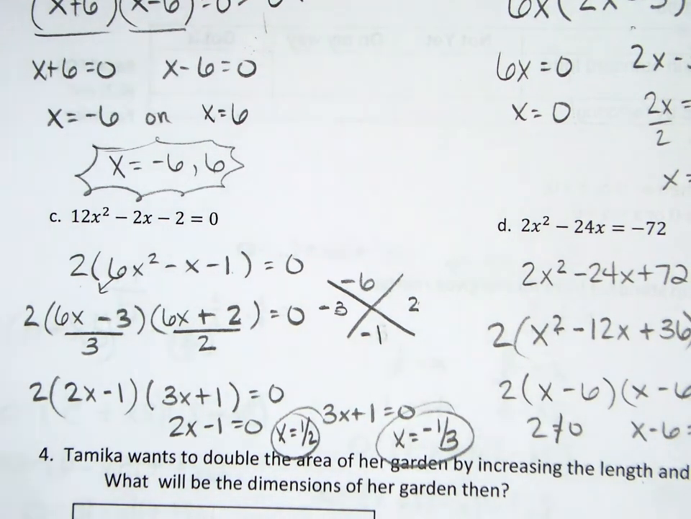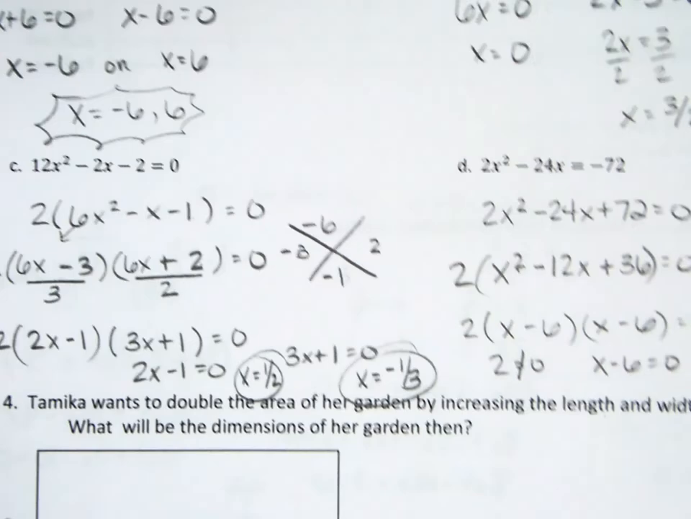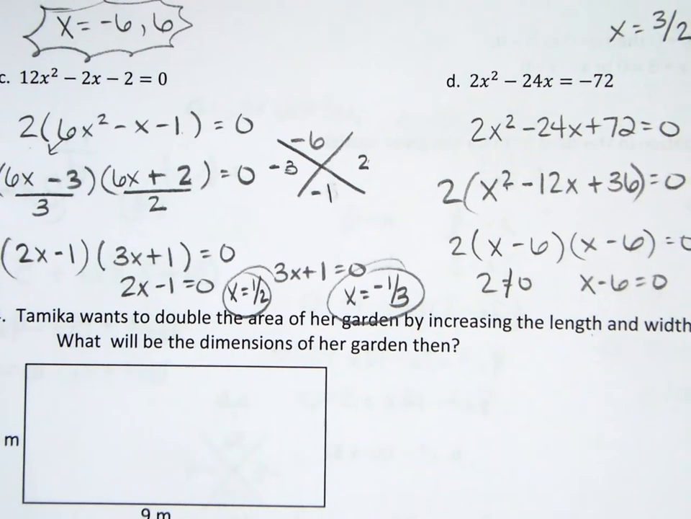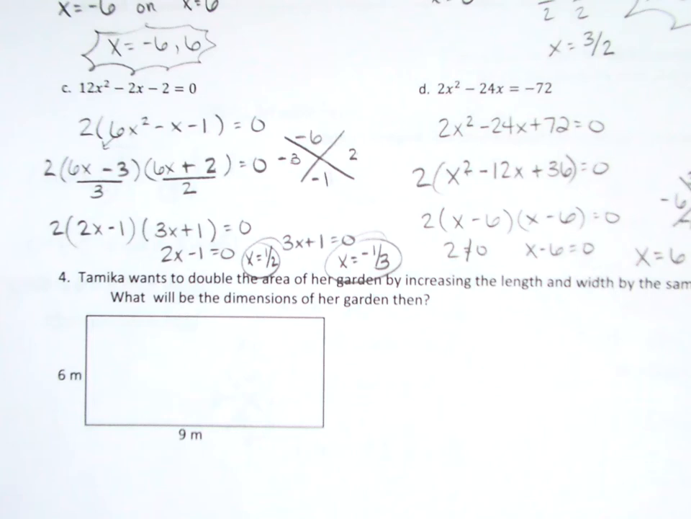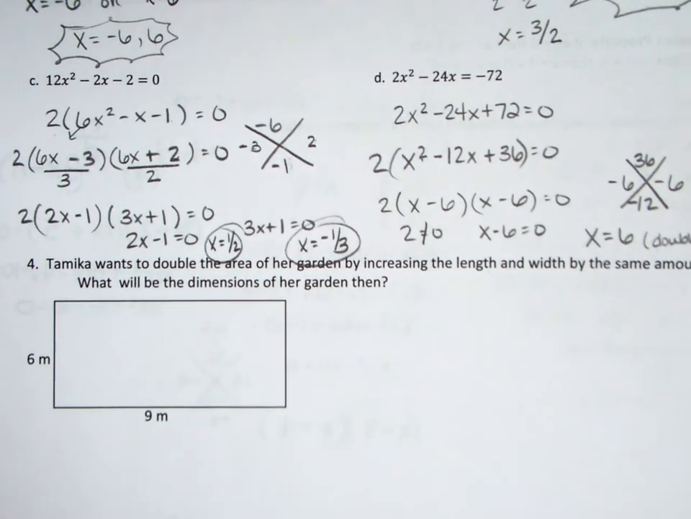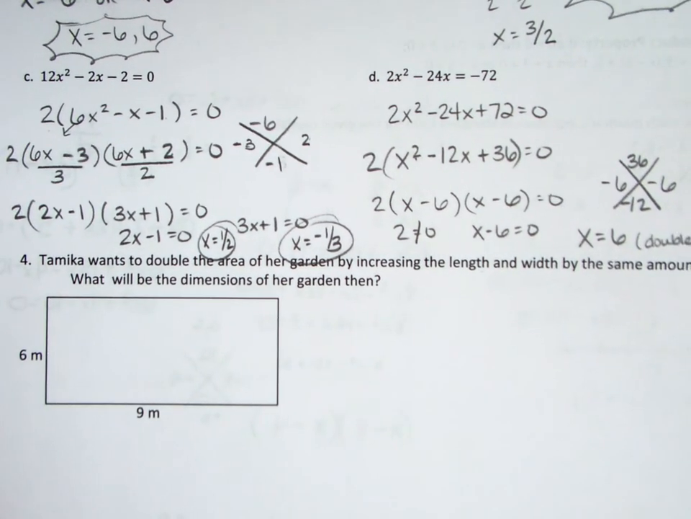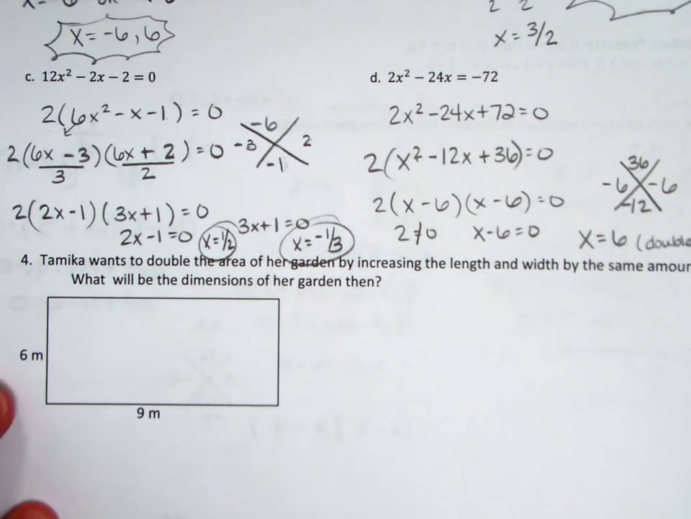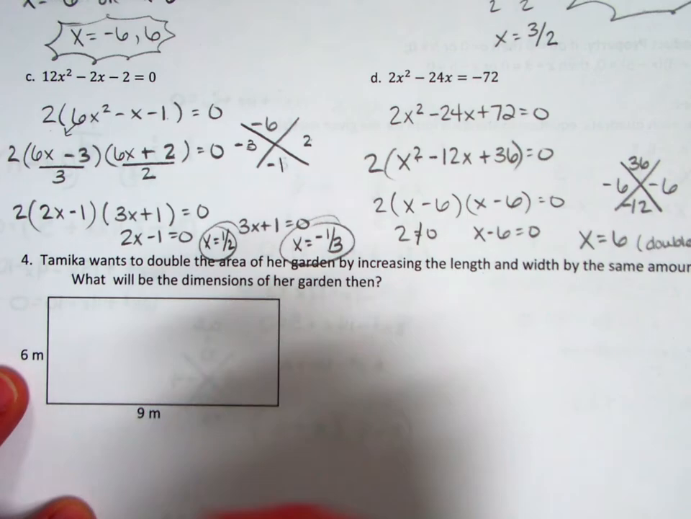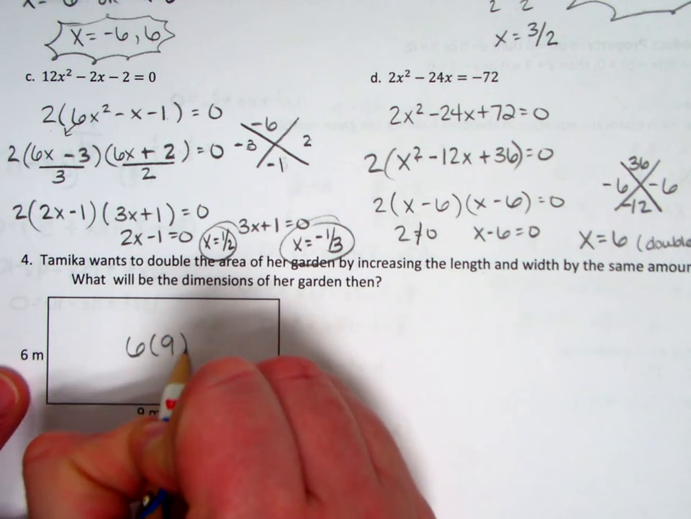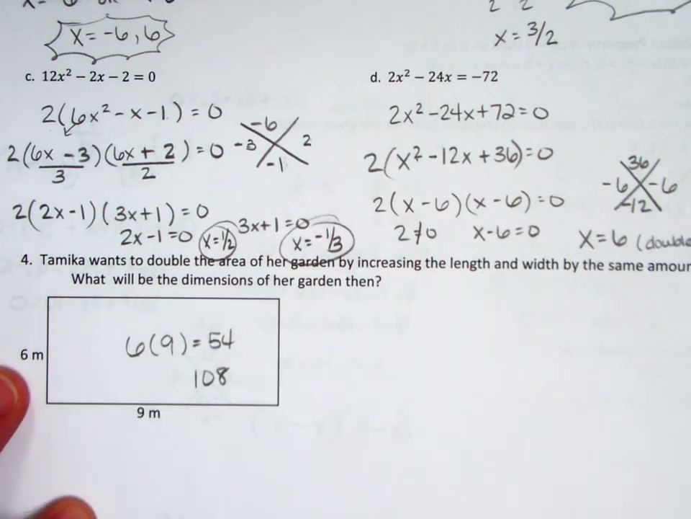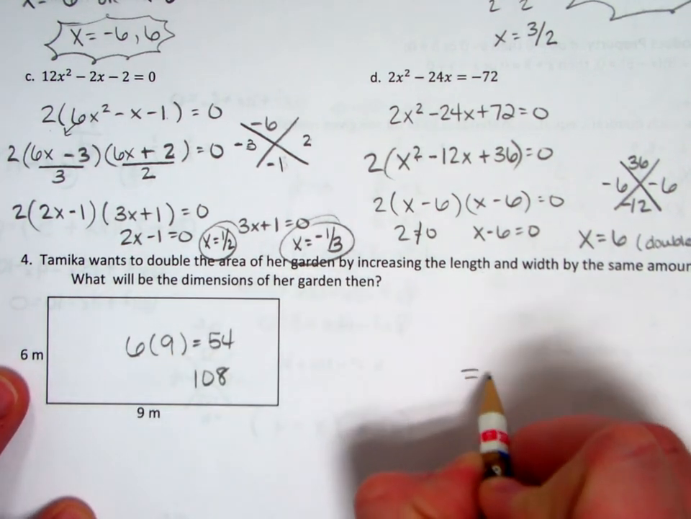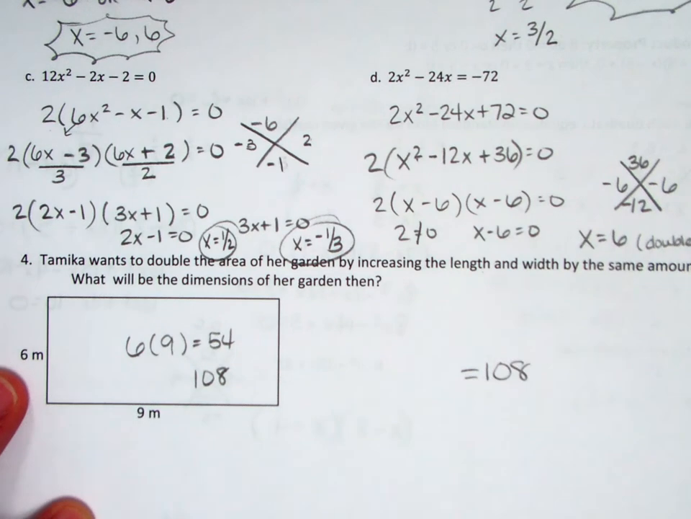All right. So last but not least, we got this wonderful word problem. Tamika wants to double the area of her garden by increasing the length and the width. So what's the dimensions of her new garden then? So currently, the area of her garden right now is 6 times 9. So 6 times 9 equals 54. If I double that, it'd be 108. So we know we want to double the area, so we get 108.